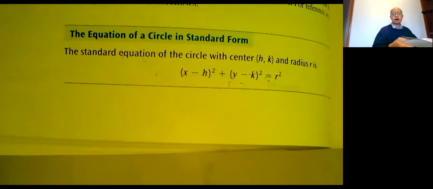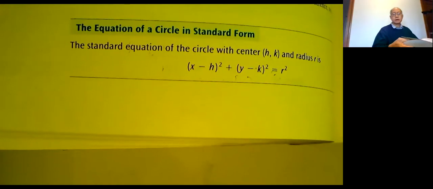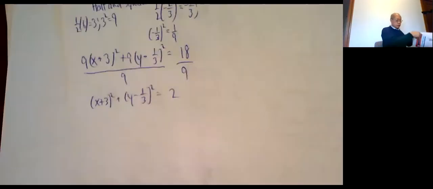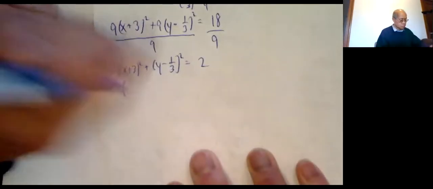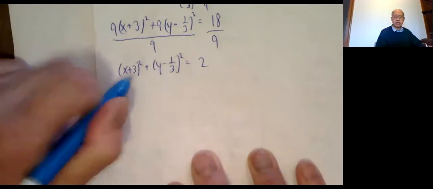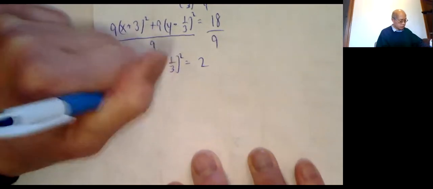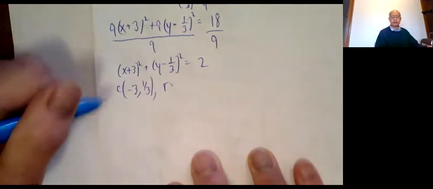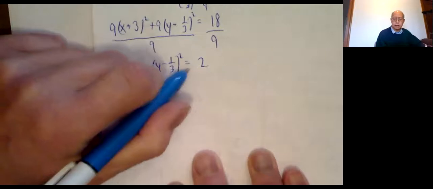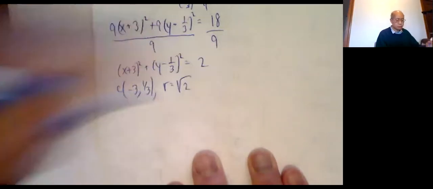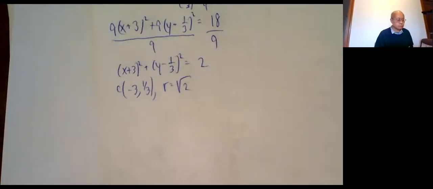So I can read the center off. The radius is the square root of the right-hand side. Okay, change that sign, change that sign. So negative 3 comma 1/3 is the center. The radius is the square root of 2. And just leave it like that.